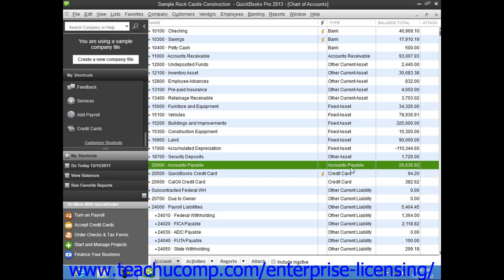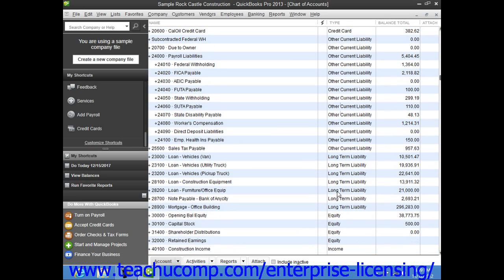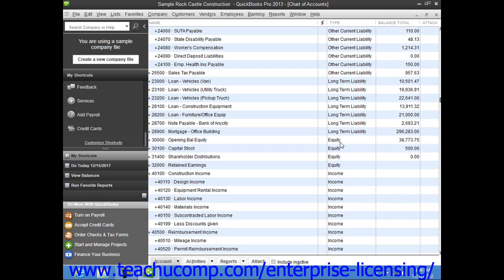Also note that when you set up your company file in QuickBooks, although credit cards are company liabilities, you'll want to set them up as credit card type accounts within QuickBooks for ease of use. The available types of accounts that are liabilities are credit card, accounts payable, other current liability, and long-term liability. Once again, liabilities appear within the balance sheet.